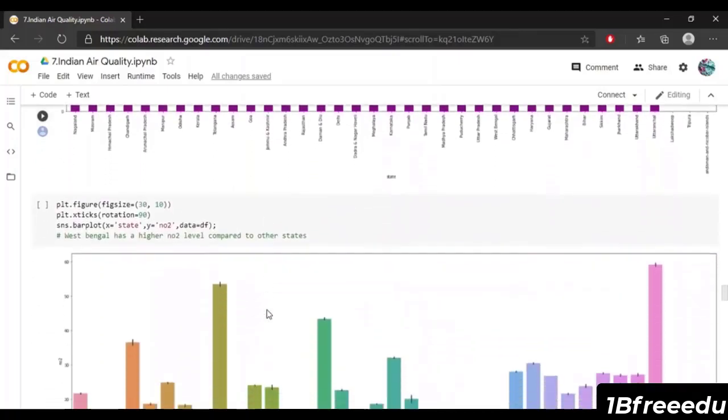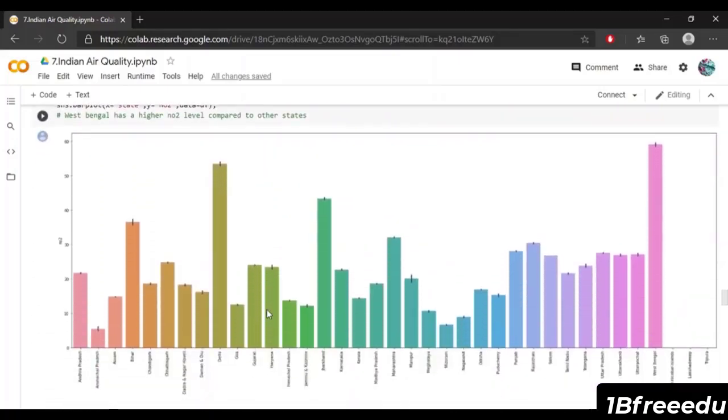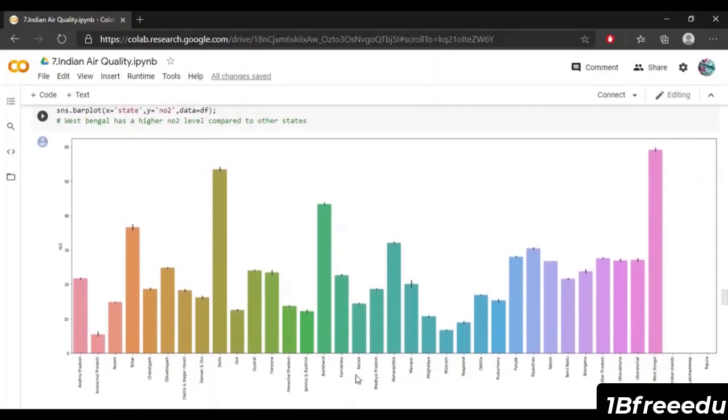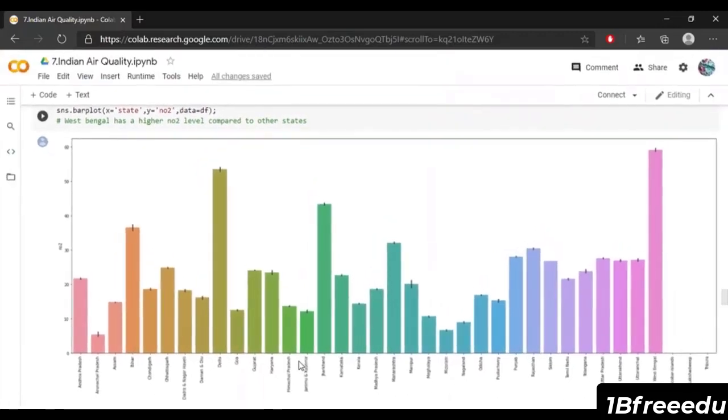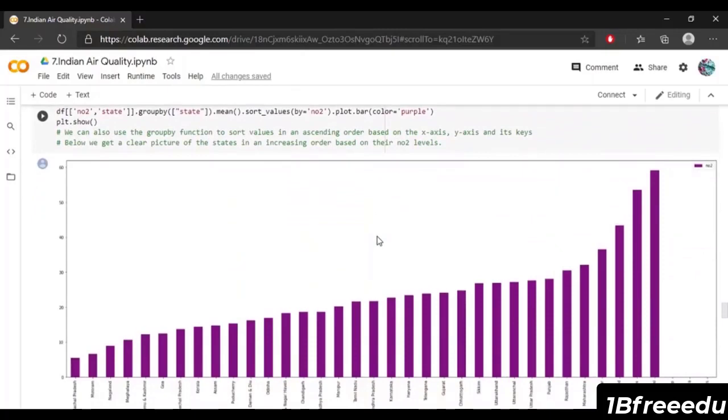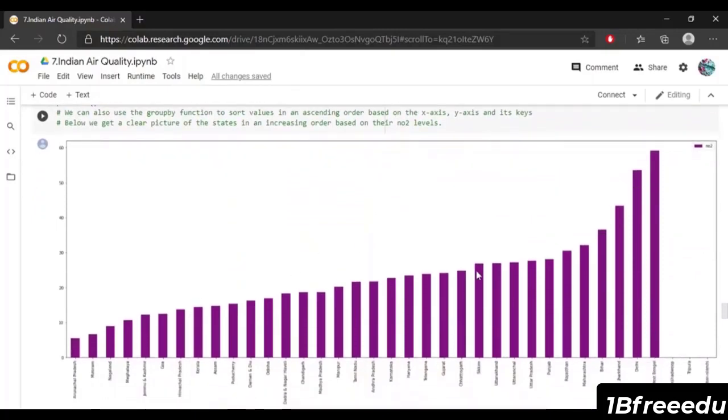And then we have used another plot. Before we compared the SO2 levels, now we are comparing the nitrogen dioxide level. As you can see over here, West Bengal has a higher NO2 level as compared to other states. After West Bengal, we can see that Delhi again has a higher NO2 level, and the least amount of NO2 pollutant is found in states like Arunachal Pradesh, and then we have Mizoram as well. So again, we will plot this in ascending order, and this is how the plot looks once it has been arranged in ascending order.